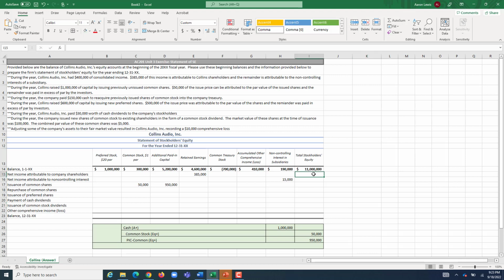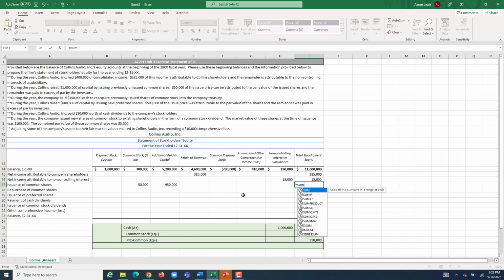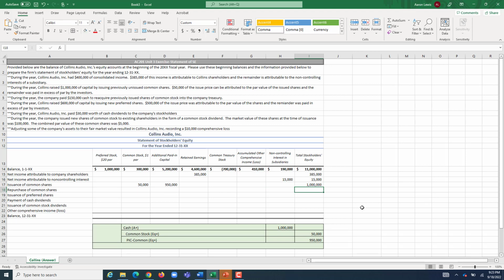So when we had $385,000 worth of income, it just increased our overall equity by $385,000. When we had $15,000 worth of income that was attributable to our non-controlling interest in our subsidiaries, it increased our equity by $15,000. What about this one? Well, it increased one equity account by $50,000. It increased our other equity account by $950,000. So the amount that increased equity overall is equal to the sum of all those numbers. And I'm going to use Excel to highlight every one of these rows. $1 million. That issuance increased our overall equity by $1 million.